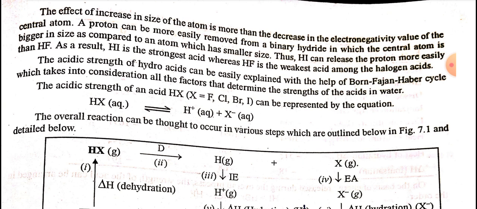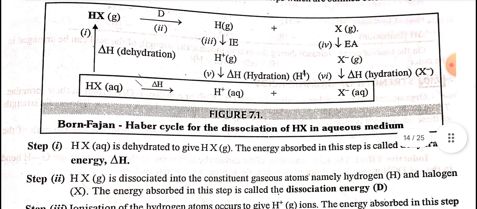The acidic strength of hydroacids can be easily explained with the help of the Born-Haber cycle, which takes into consideration all the factors that determine the strength of acids in water. The acidic strength of an acid, let's say HX where X is F, Cl, Br, I, can be represented by the equation HX giving H+ plus X-. The overall reaction can be thought to occur in various steps which are outlined and detailed below. You can refer to the above table.